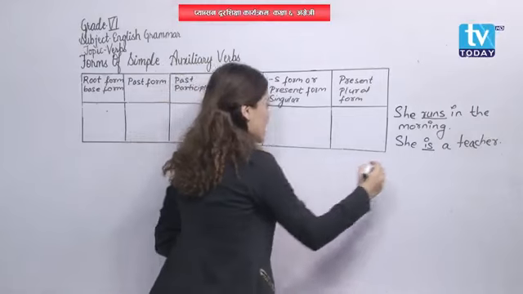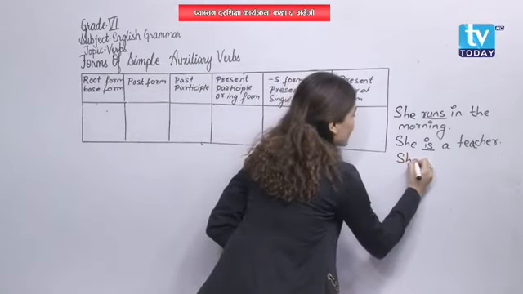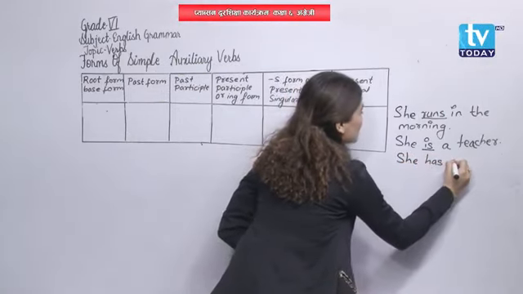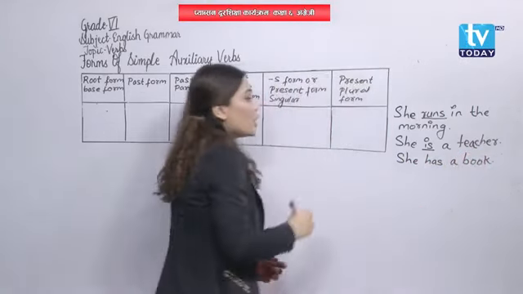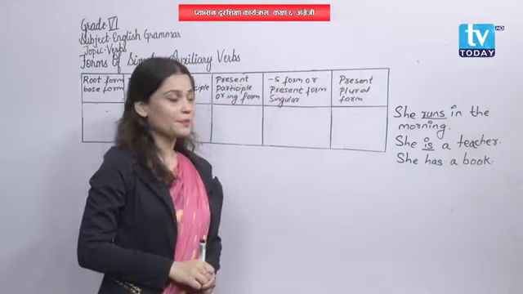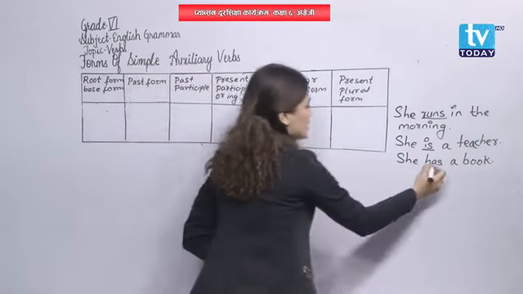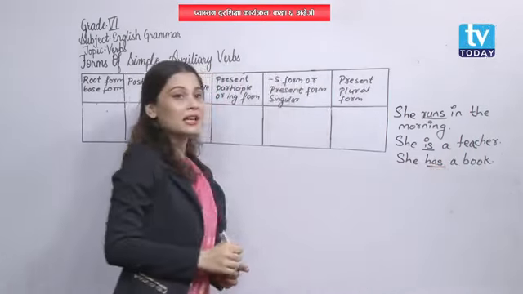And another example. She has a book. Which word completes the sentence here? Has, right. Has completes the sentence here.